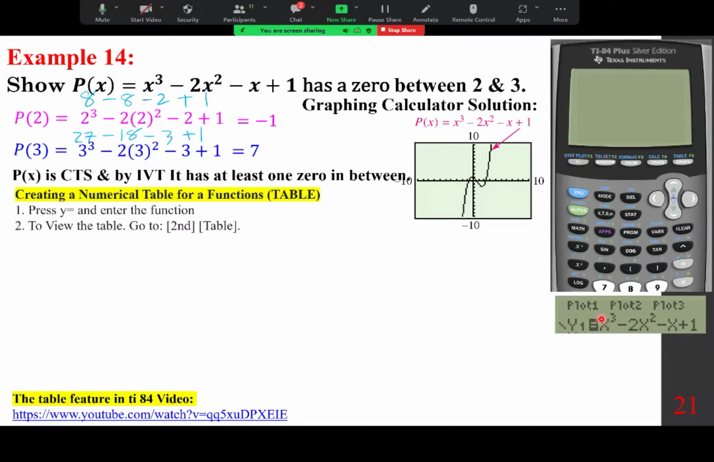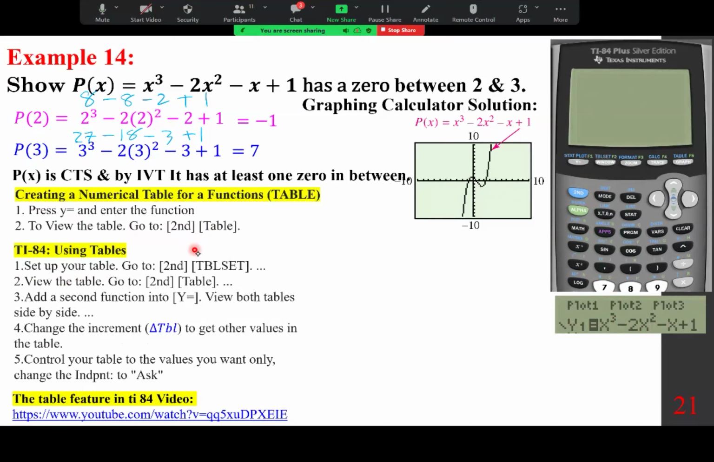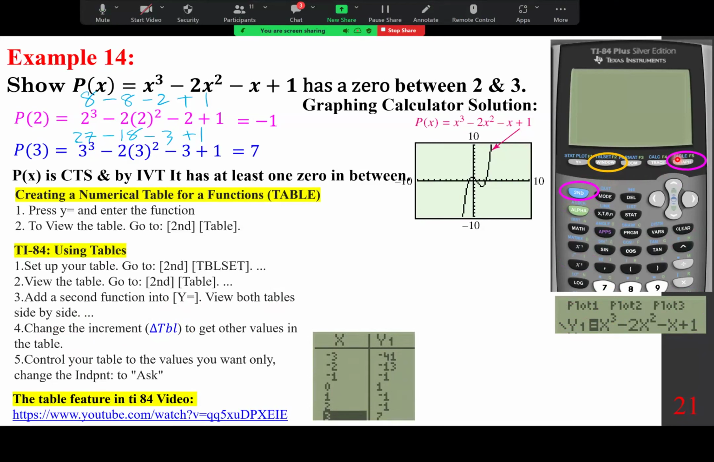So press Y and put in the function. To view the table, go to second table. I'm explaining how to set up your table. You can also add a second function into Y, and so on and so forth. So take a look at what we have here. Second table, and this is the table set. This is the table. With the table, you can see this.